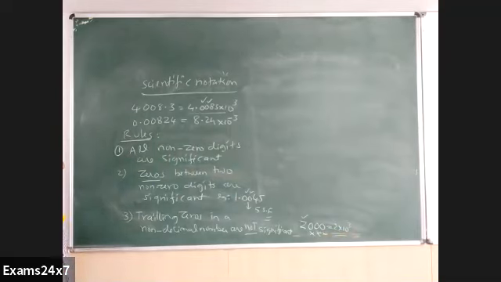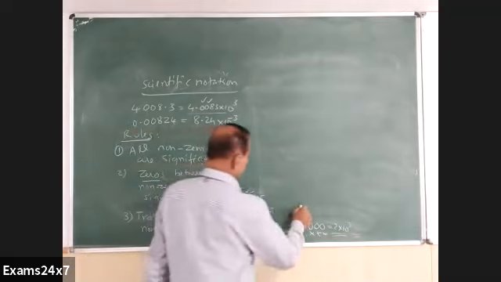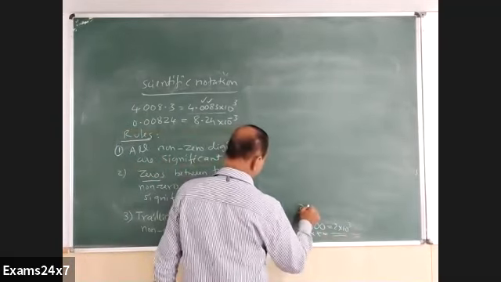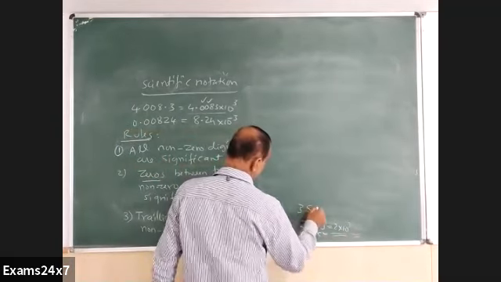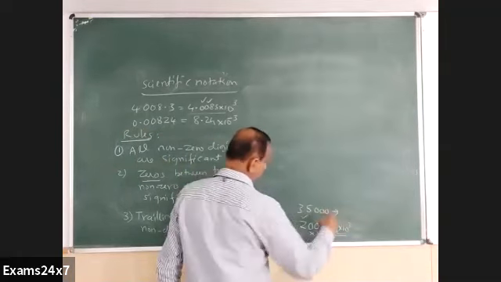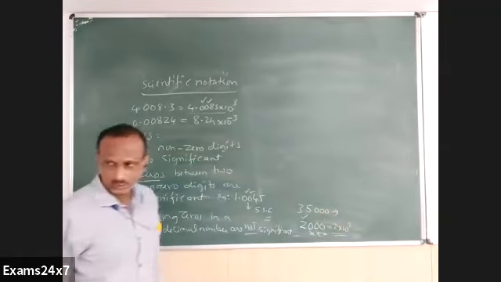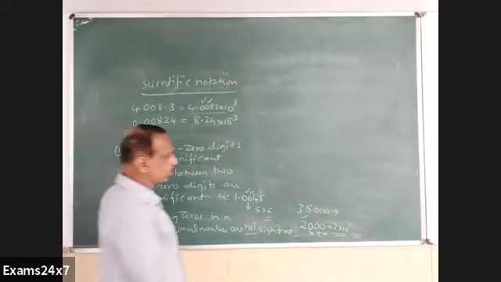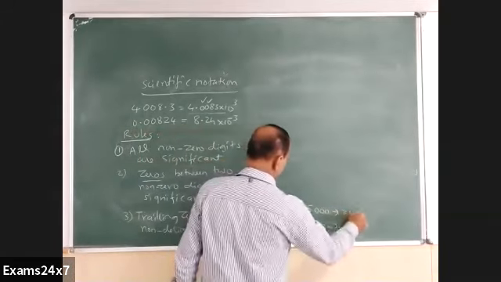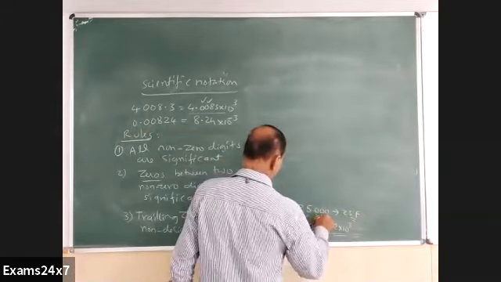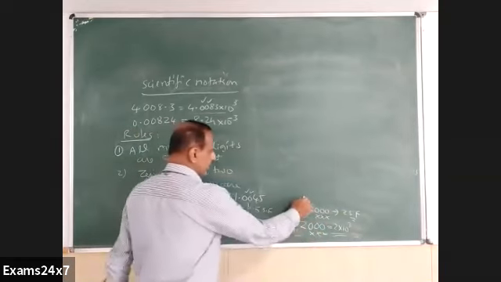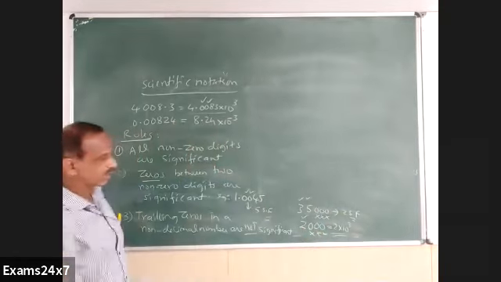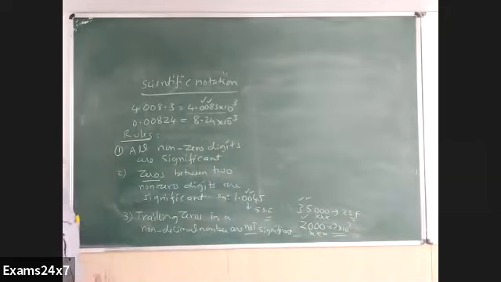Understood? And in 35,000, how many? Only two significant figures. Again, these are not significant. Only these two are significant. You can write this as 3.5 into 10 power 4 or 35 into 10 power 3, whatever that. There are only two significant figures in this.